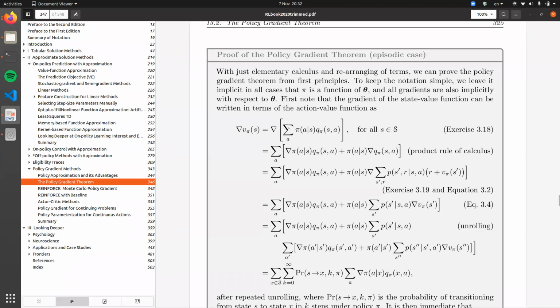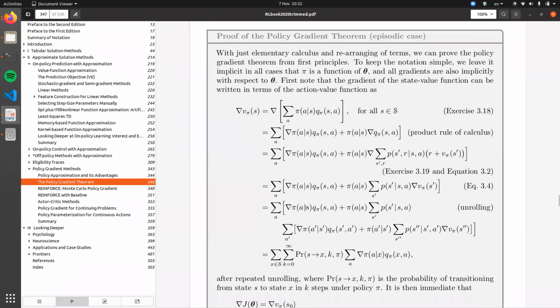And then we can take the gradient and apply the product rule from calculus. We want to find the gradient of this function, and this is a product of two functions, so it will yield us the gradient of the first function multiplied by the second one, plus the first function multiplied by the gradient of the second function. And then we can keep unrolling this, the gradient of the q function here.